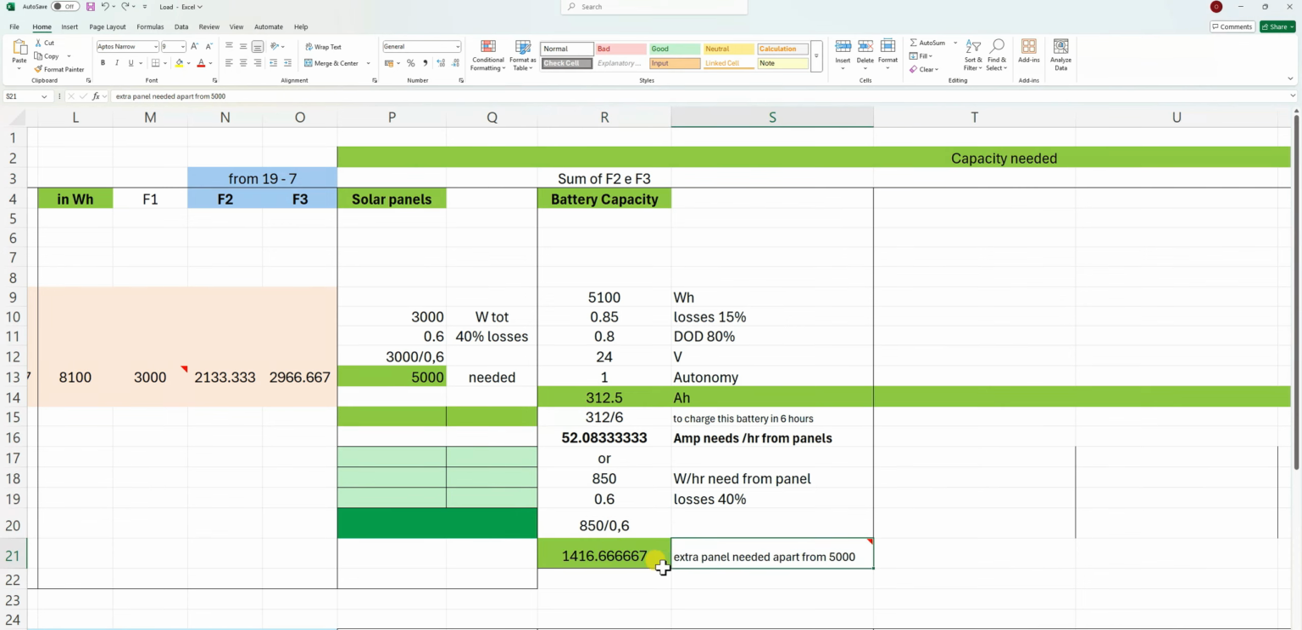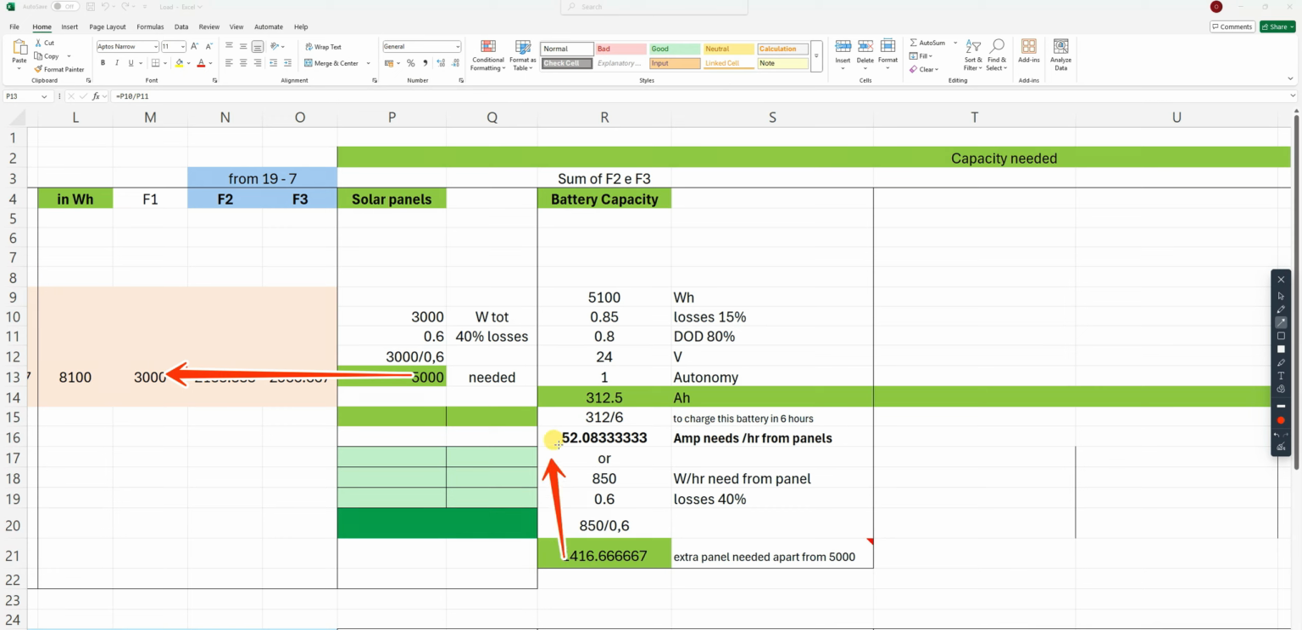I will be needing apart from 5000, because this 5000 will run only, just let me show you, this 5000 will run only this power. I will be needing this energy to charge my battery, so I have to add this one with this one.